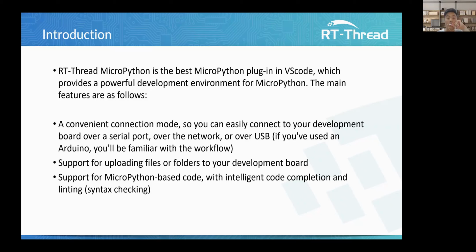Outside MicroPython is the best MicroPython plugin in outside or in VS Code, which provides a powerful development environment for MicroPython. The main features are as follows: a convenient connection mode, so you can easily connect to your developer board over a serial port, over the network, or over USB. Support for uploading files or folders to your developer board. Support for MicroPython basic code with intelligent code completion and editing.